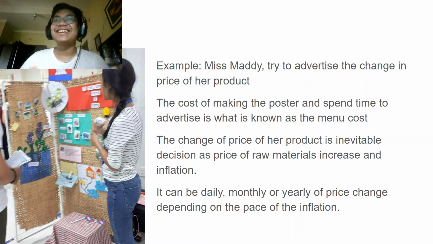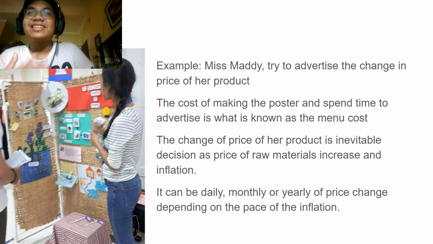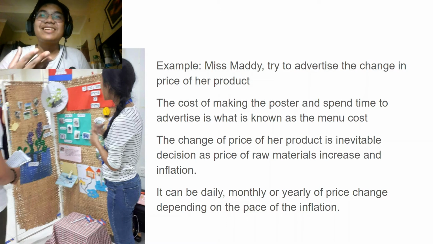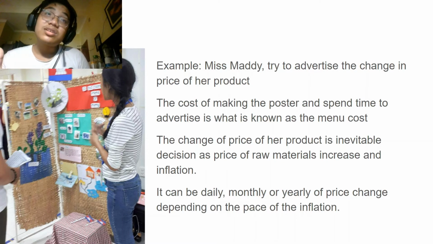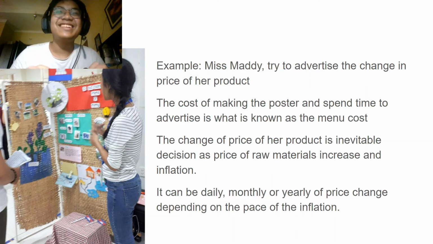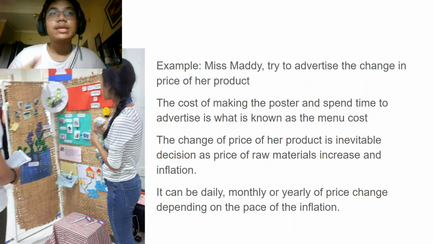She'd probably be mad after this, so I should go through it quickly. She's trying to advertise the change in price of her product, obviously with the poster. The cost of making the poster and spending time to advertise it is what's known as the menu cost. Technically, menu cost is the cost of manufacturing the new menu, because it's a word taken from restaurant menus, as they change prices a lot. So there's a need to make up for the cost of advertising and making the poster menu. It's obviously due to the cost of inflation, because the change of price in the product is inevitable.